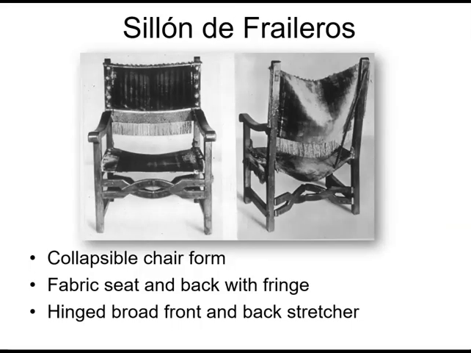This is a Sillón de Fraileros. This would be an armchair for a religious friar or monk. The form is most often seen in a collapsible chair form. So I'm showing you it starting to bend on the right and then folded out fully on the left. It will have a fabric or sometimes a leather seat. You can see that this particular piece highlights the fringe area in the back along with nail heads and braiding at the top. It will usually have a broader hinged front and back stretcher too, so we can see that it's a little bit wider than a normal armchair.